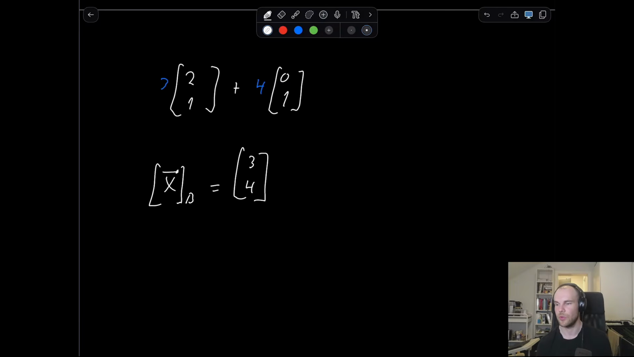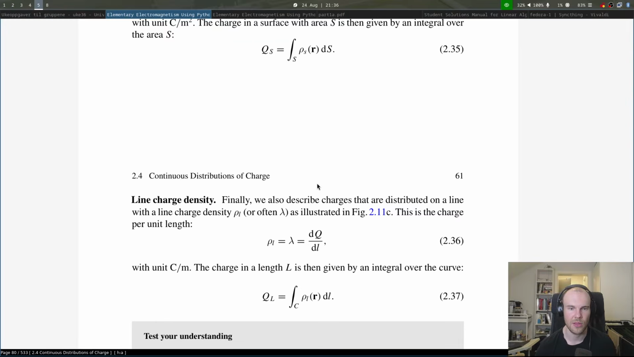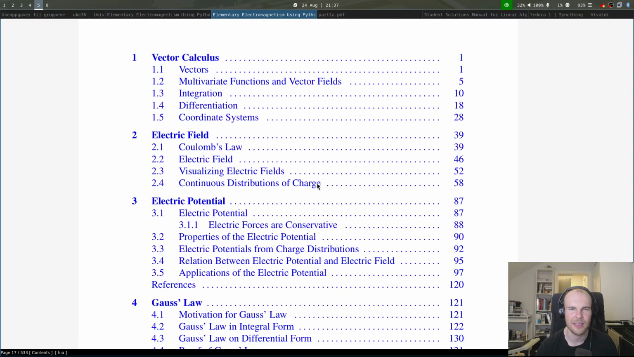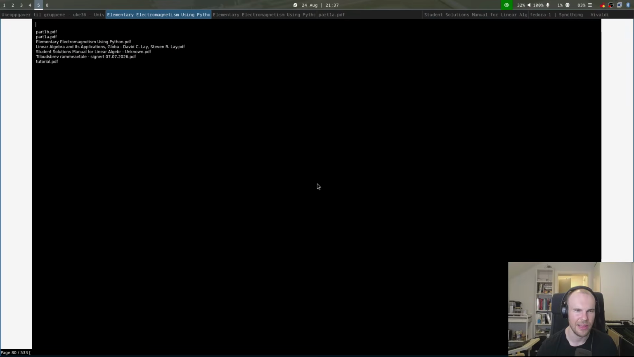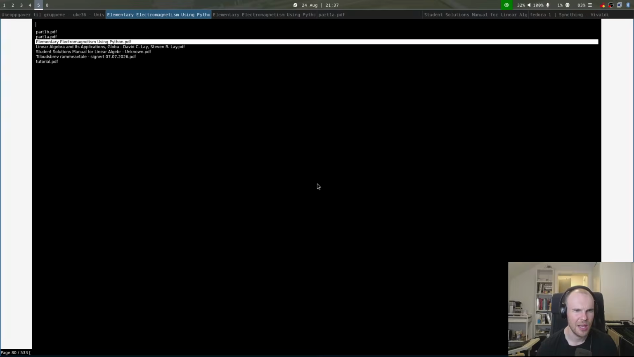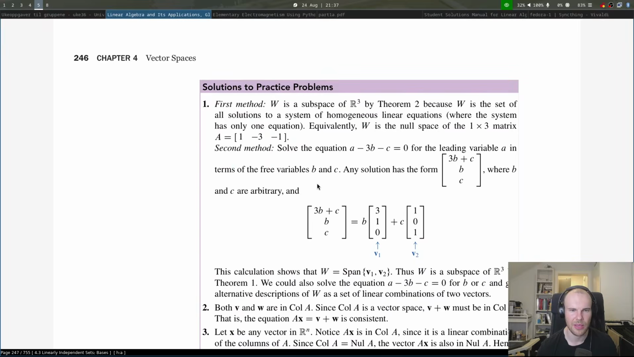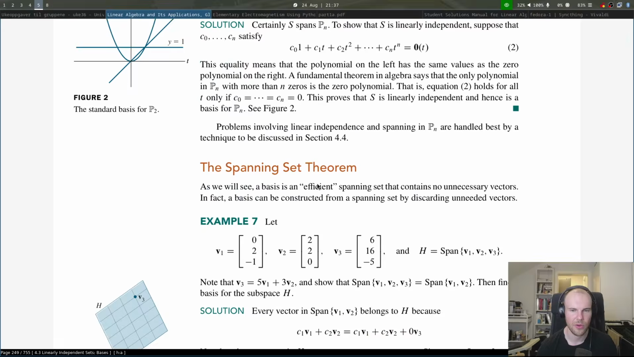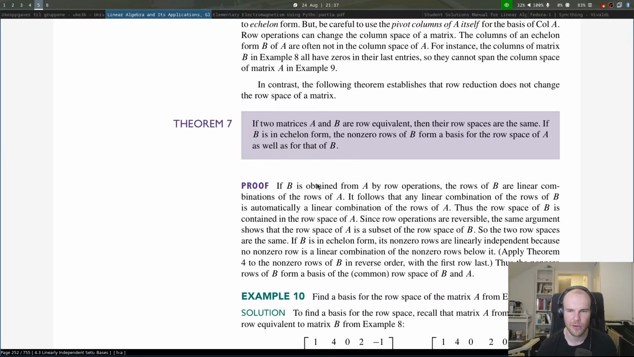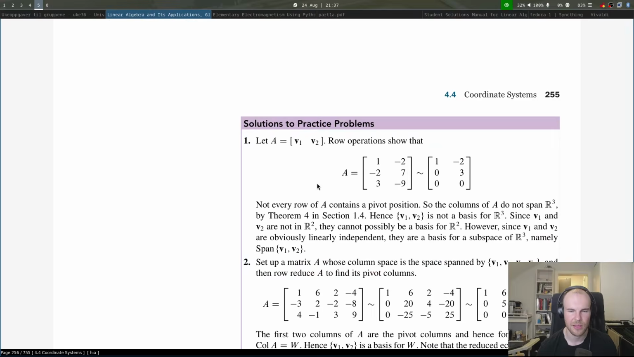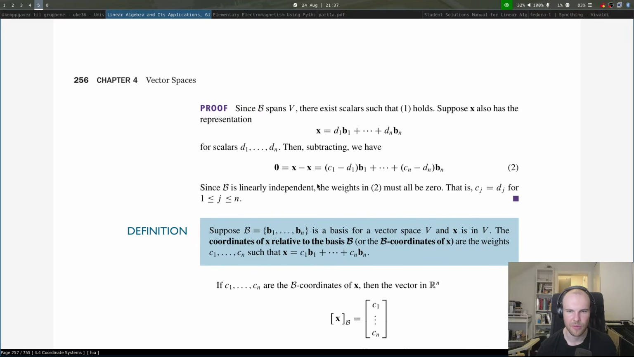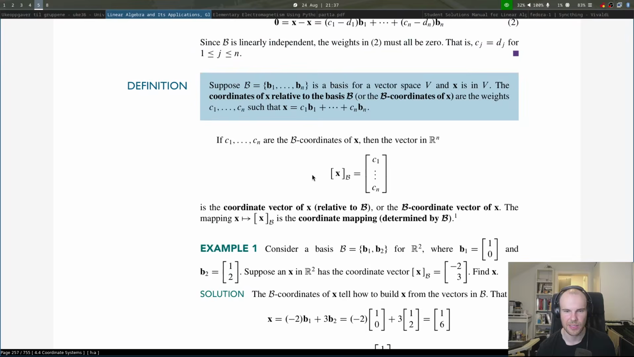I'm going to do an example and demonstrate. Let's see, I don't want to lose this one. Linear algebra, okay, we are on 4.4. Here's the example.